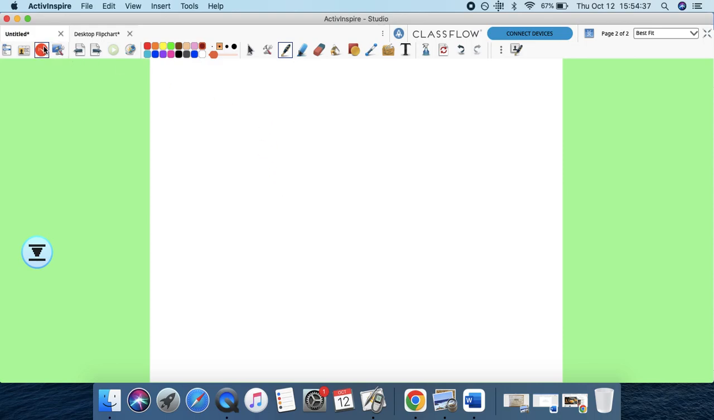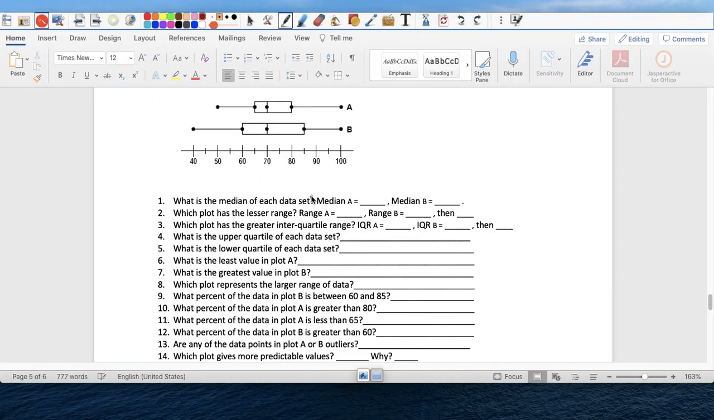All right, we're gonna go over this. So I guess we can get started. The question here is, we're looking at these two box plots, right? And we're gonna answer the questions. Question one: what is the median for A, and what is the median for B?